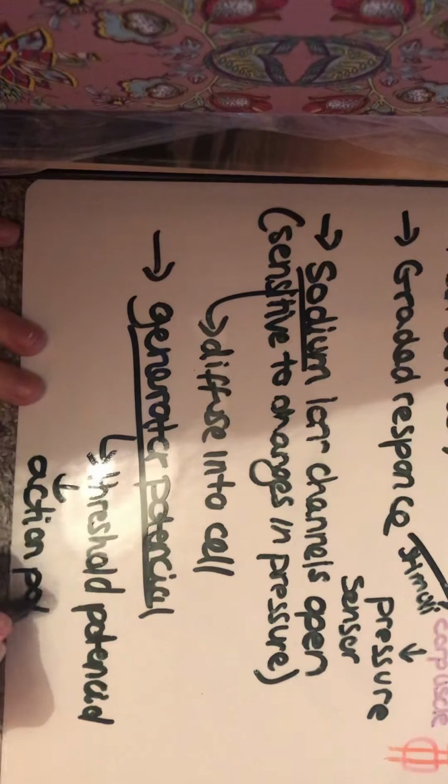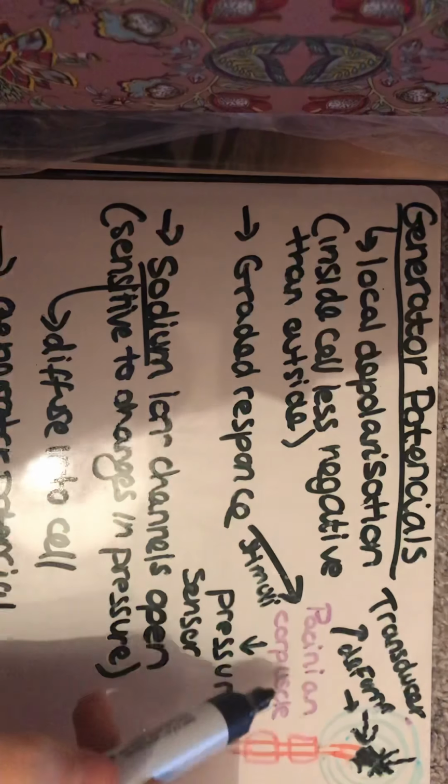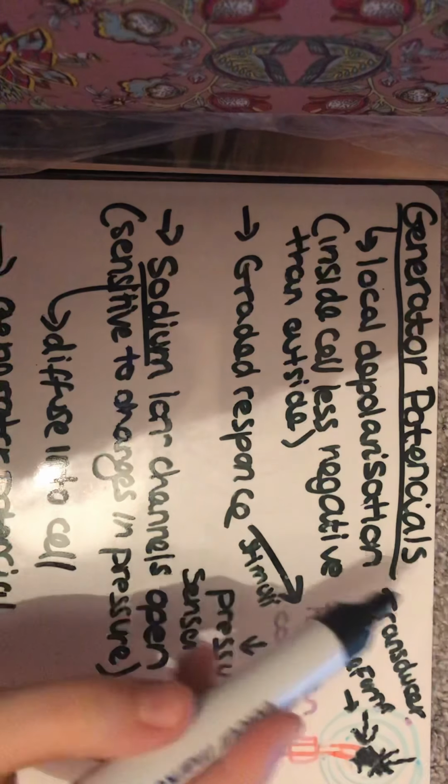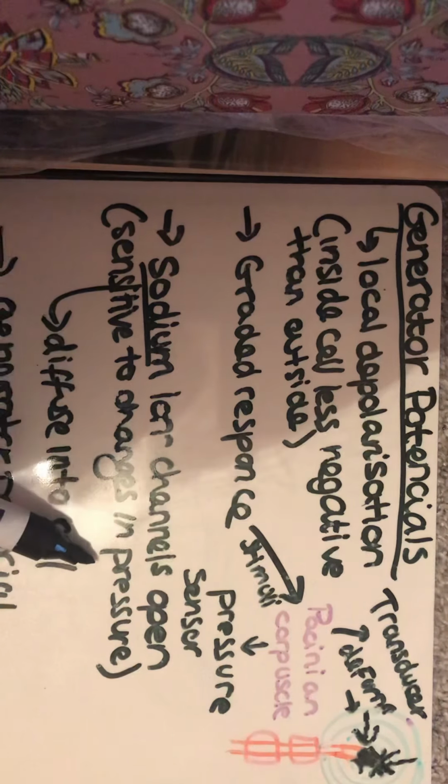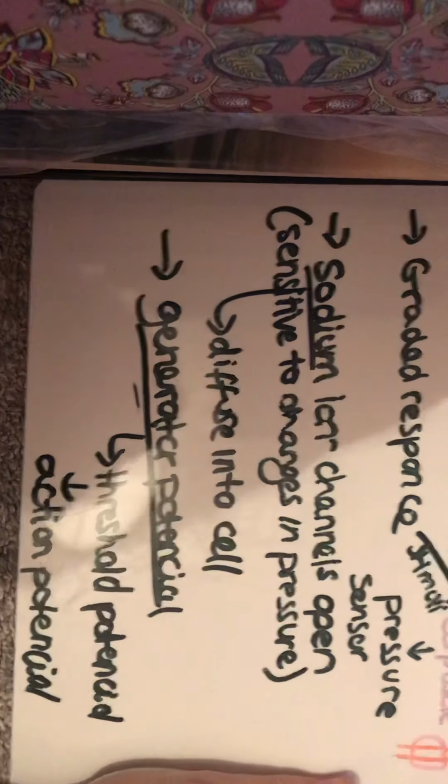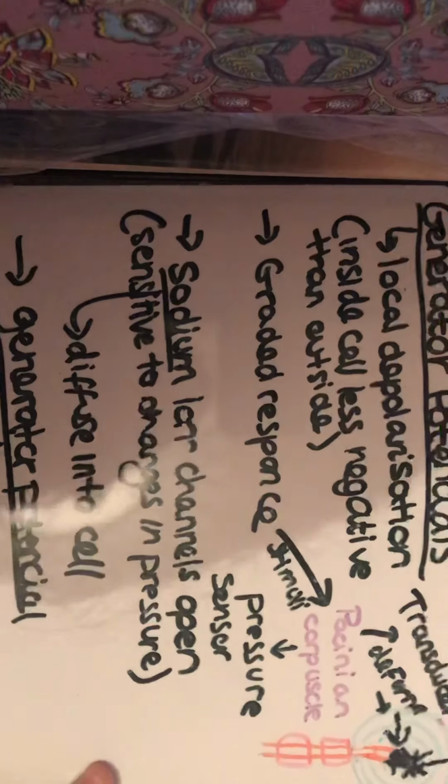So if we simplify this again, in the Pacinian corpuscle, we've got the change in pressure deforming our connective tissues, which are going to push against our nerve endings, which is going to trigger our sodium ion channels to open because they're sensitive to changes in pressure. Sodium ions are going to diffuse into the cell, which causes our generator potential, and then from that we can have the threshold potential reached and an action potential generated. So in that way we can say that it's just another step in creating an action potential.